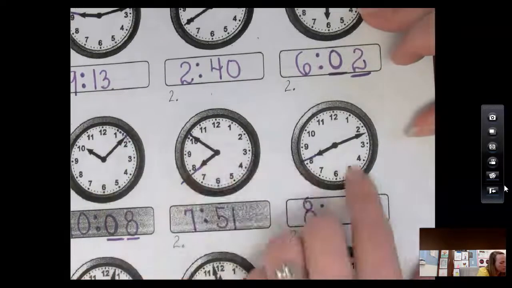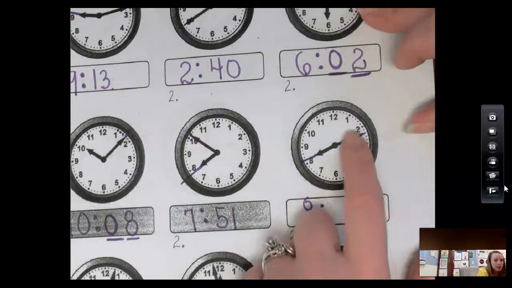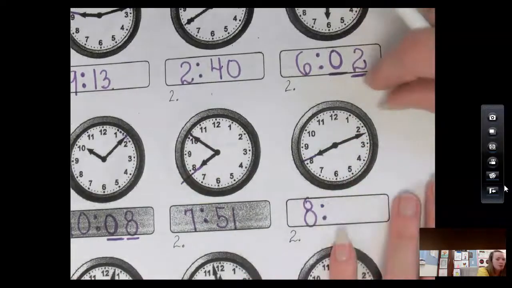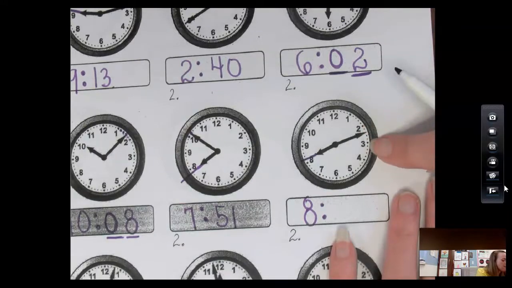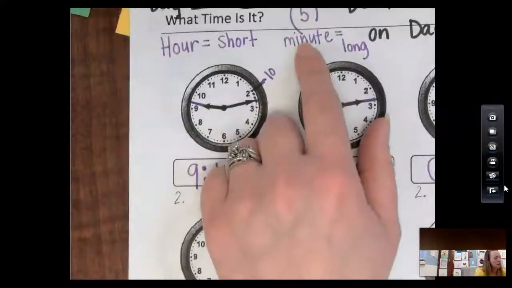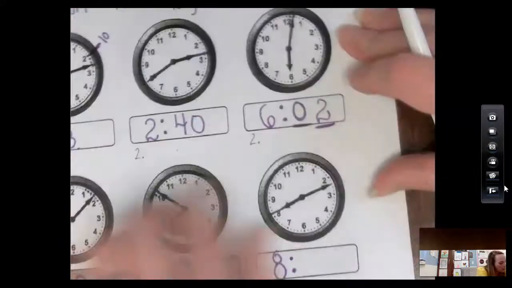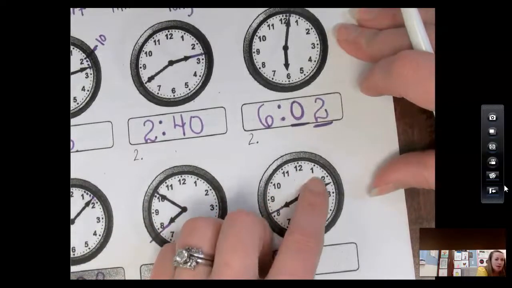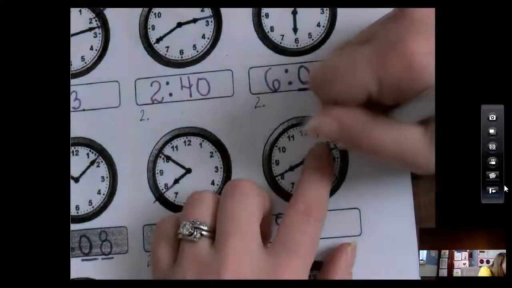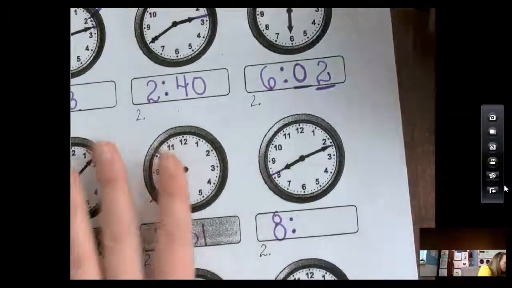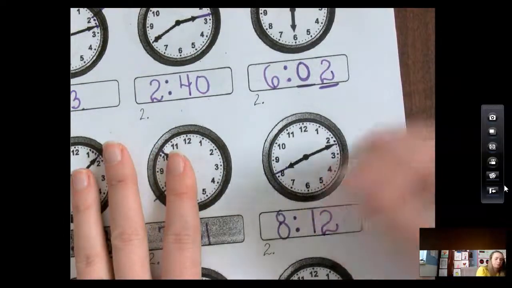And then let's look. Is it right on a number? It's not right on a number. So I'm going to count by fives and stop. Now, can I count to 3? No, I can't do that because it's not there yet. So I'm going to count by fives because remember, the minute hand, we count by fives. Here we go. 5, 10. So we're at 10, and we go 11 and 12. We're at that 12. So it is 8:12.